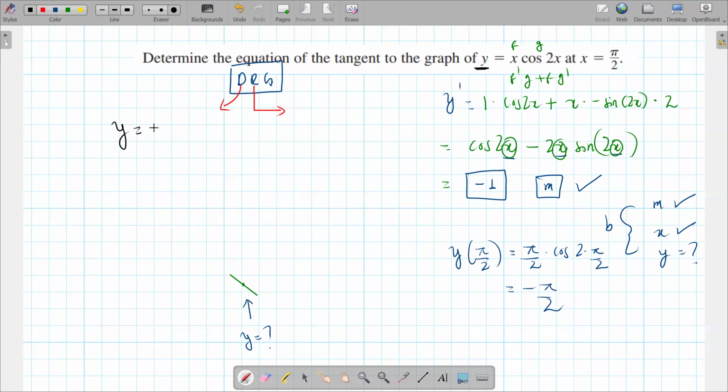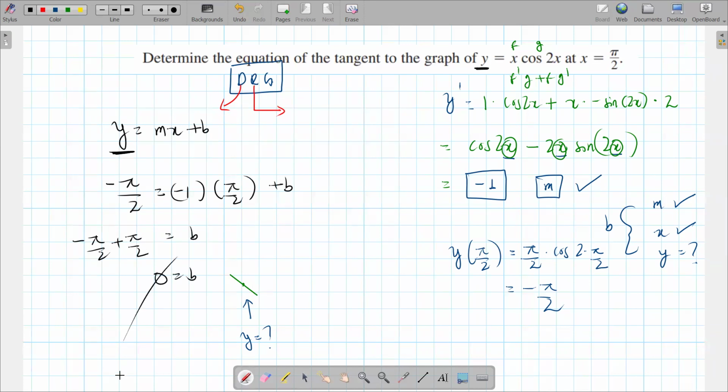So this was our equation, y equals mx plus b. This y is the same thing as this because they share the same y value and the same x value at that point. That is negative pi over 2 equals, that slope m value is -1, that x value is pi over 2, plus b. So this becomes negative pi over 2 plus pi over 2 equals b. So b is 0. It just means it goes through the origin. So final answer, y equals -1x.